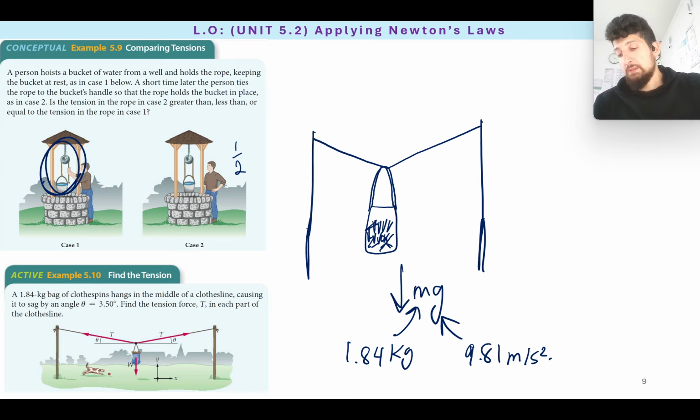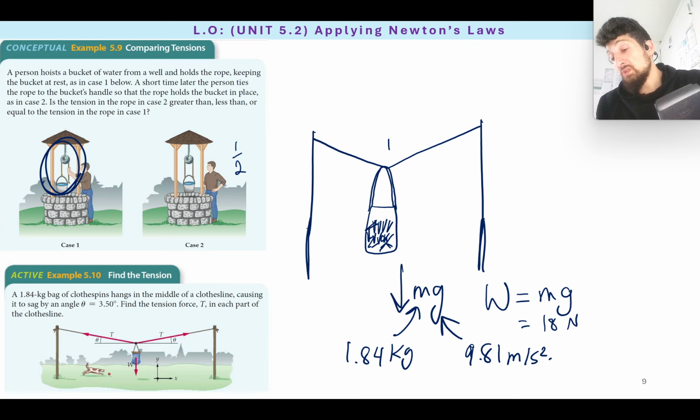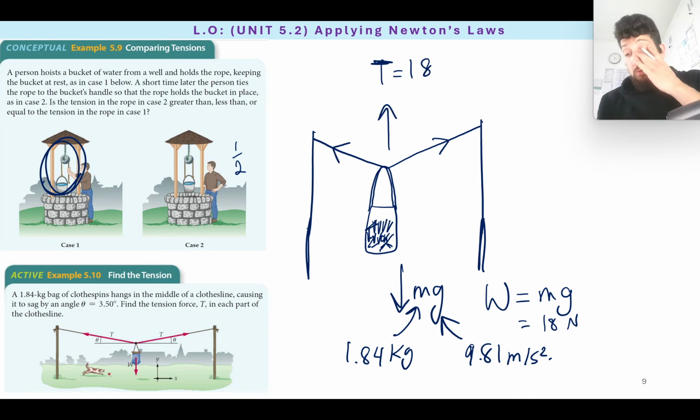So here's the deal. I know that mg acts downwards, so I need to work out the weight force, and the weight force is going to be m times g, which is 1.84 times 9.81, and that's going to be 18 newtons down, or 18.0504. So I know it's going to be 18 newtons up, so the total tension is going to be 18 newtons up, but that's not what the question is asking me. It's asking me to find the tension in each one of those ropes.